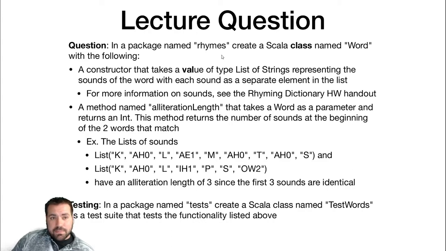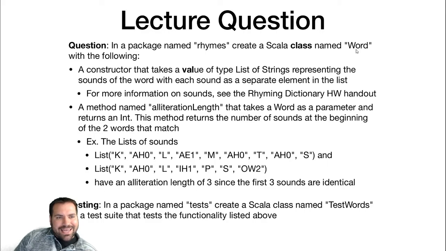Anyway, this lecture question: in a package named Rhymes, create a Scala class. This is our first class that we're going to create instead of an object. A class named Word. Should I choose physics or rhyme? It's up to you what you choose, and you can change your mind up until the deadline. But at least check them both out. You don't have to do both, is my point. And you do have some flexibility there in what you do.